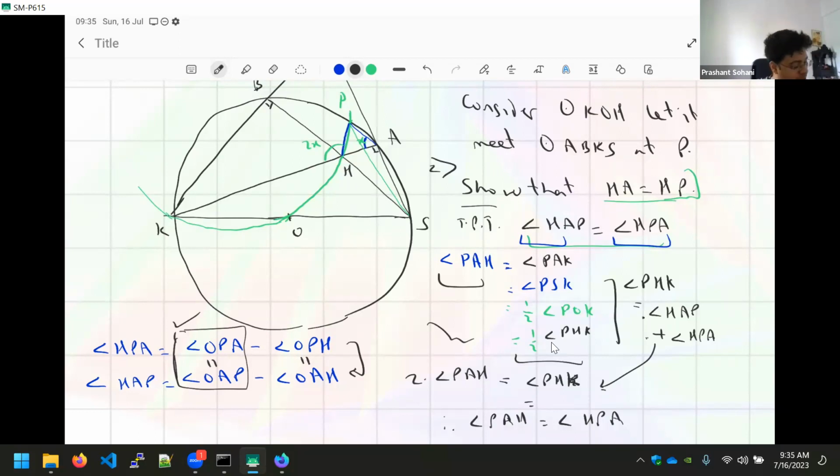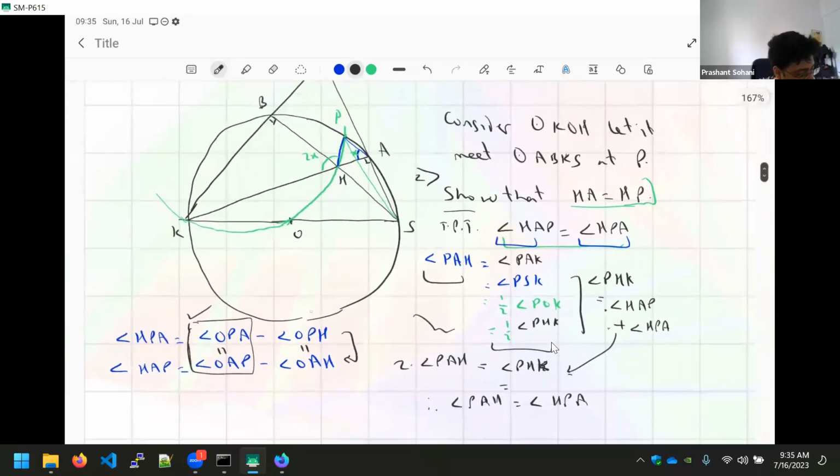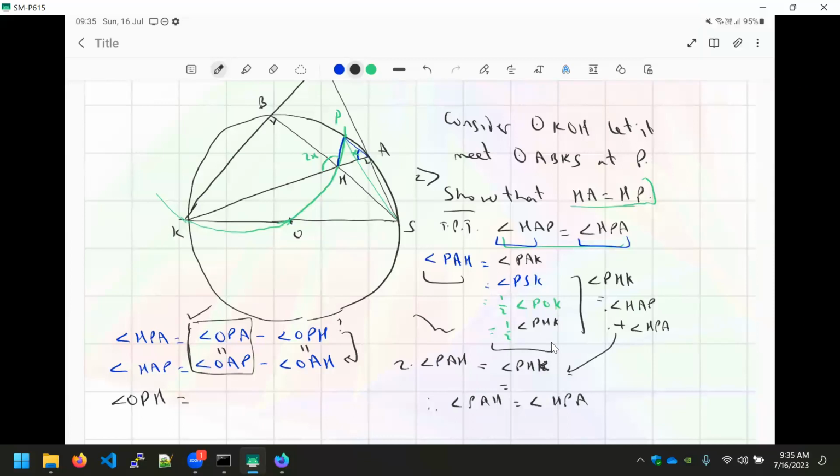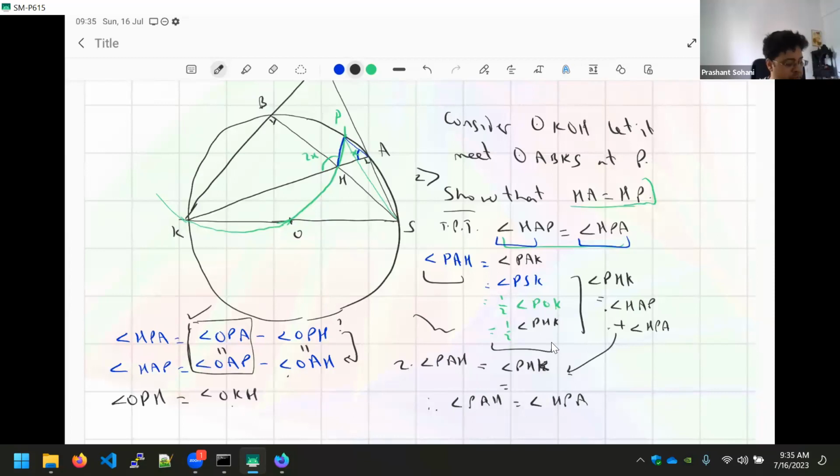So again, we have to exploit the given cyclic condition, all the concyclic points. If we start with angle OPH, can we chase that angle and show it to be equal to which angle? OPH is equal to OKH, correct? Because P, H, O, K are cyclic. So this is OKH. And now do you see why OKH and OAH are going to be equal?